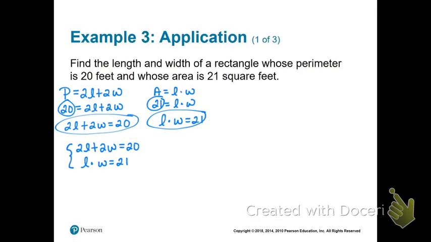Now, how do we want to solve this? We can use substitution or the elimination addition method. Substitution. All right. So if we use substitution, remember we want to pick one equation and solve for one variable. Do you want to use the top or the bottom equation? Bottom. Okay. Do you want to solve for L or W? L. All right. So if I want to solve for L, how do I get rid of the W? Divide by it. And so we know L is equal to 21 divided by W.